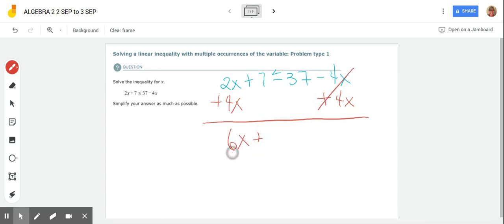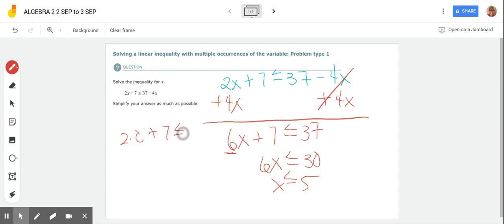Notice now the coefficient of x is positive, and that is going to prevent us from having to switch around the inequality. You subtract 7 from both sides, and you will get 6x is less than or equal to 30. So x is less than or equal to 5. Check it out. Pick a number less than 5. I always pick 0 if it's available. Plug it in. 2 times 0 plus 7 is 7. Is that less than 37 minus 4 times 0, which is 0? Yep, it is. So it works.